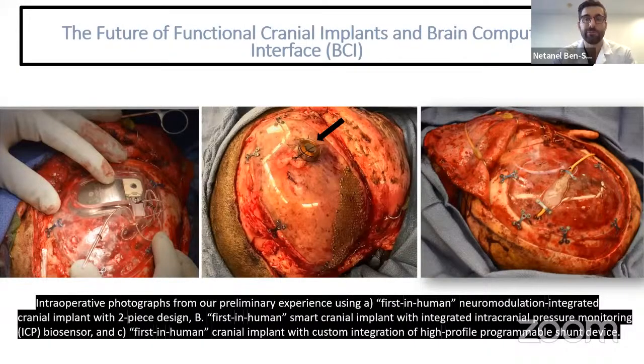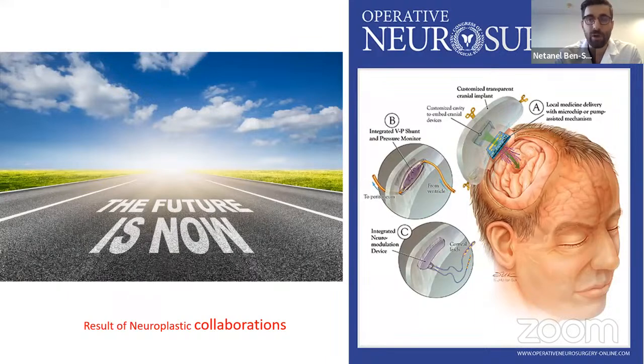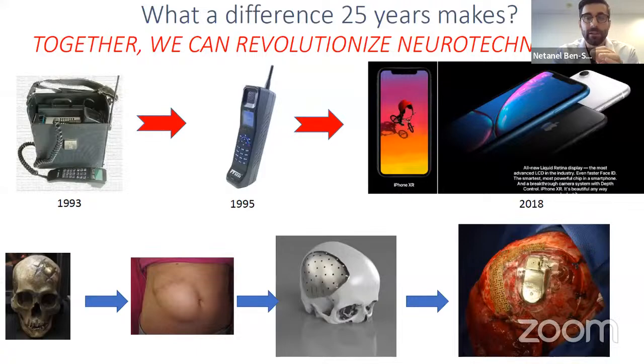And just to summarize how we developed that, we can put computers, shunts, and ICP monitors into skull implants. And as Dr. Langer will show you later, we can do some other cool things. Just to summarize, the future is right now, and we are here to collaborate and to really break silos. We want to improve those patients' outcomes by working together to make sure that we push the envelope. And this is sort of 25 years of advanced technology, from the bag phone to the iPhone X. If you look at the bottom arrow, on the left side, you see those gold, prehistoric gold cranioplasties.